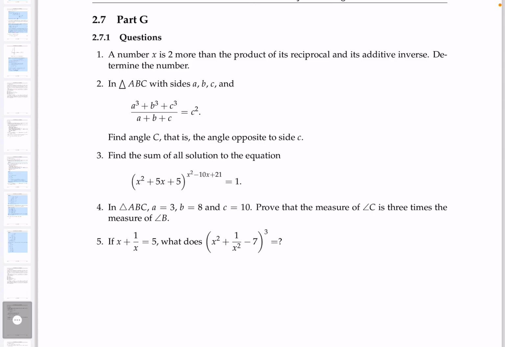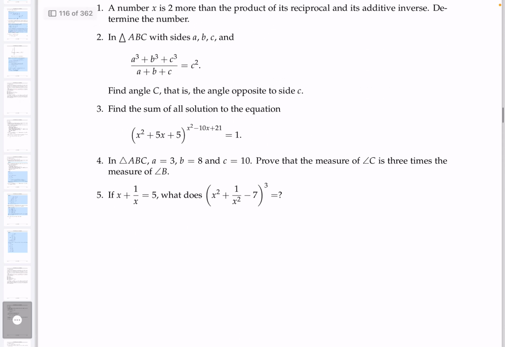Okay, for number two, I'm reading it. It says you have a triangle ABC with sides A, B, and C. And they give this relationship over here. It says find the angle C. That is the angle opposite to side C. So I'm going to go to the whiteboard.